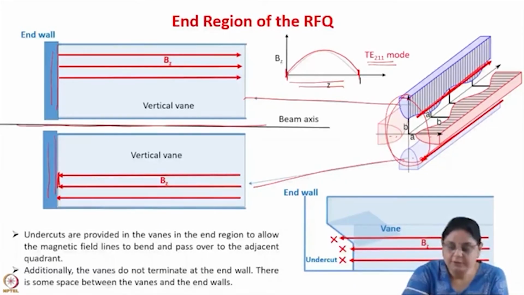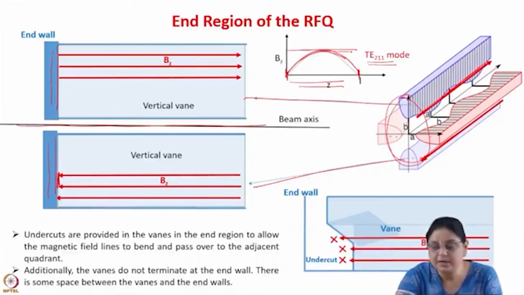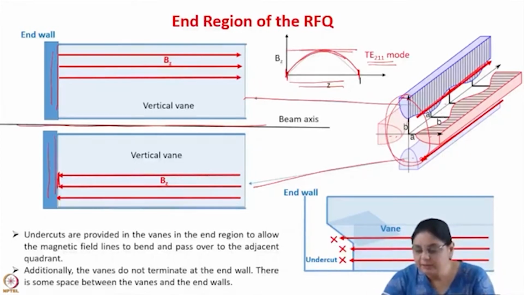Now we want a field which should not vary like this. It should be flat, because if the Bz field is flat, the Ez component generated here will also be flat. So in all the cells, it will have the same magnitude.